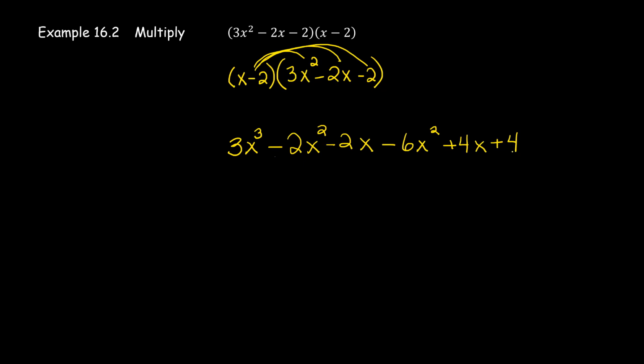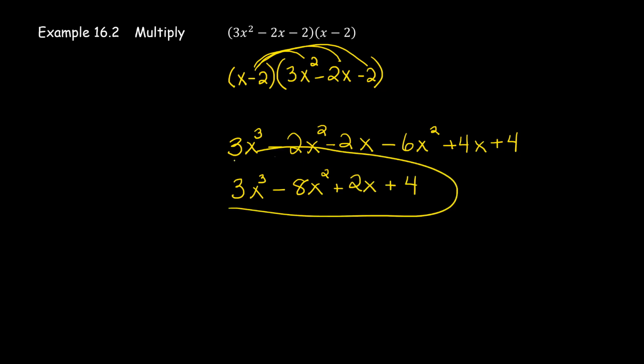There's only one x cubed term, and that is 3x cubed. Then I have two x squared terms, minus 2x squared minus 6x squared. That adds up to negative 8x squared. And then I have a minus 2x and a plus 4x. That's going to give me positive 2x. And then I have plus 4 at the end. That's all I can do.